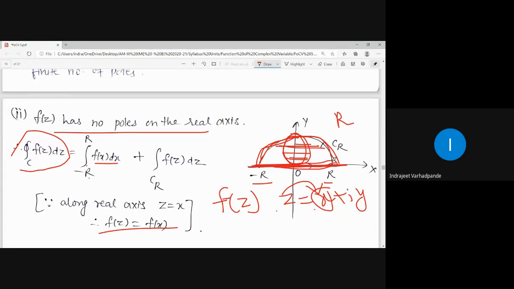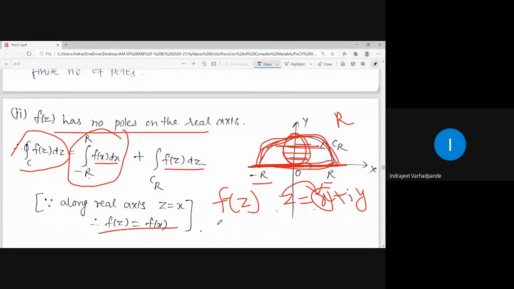and the other part of this curve is the semicircular contour, where it is CR having large radius. So it is the integration over CR of f of z dz. I hope this point is clear to everybody. Along the real axis, z is converted to x, and this will be our original question.